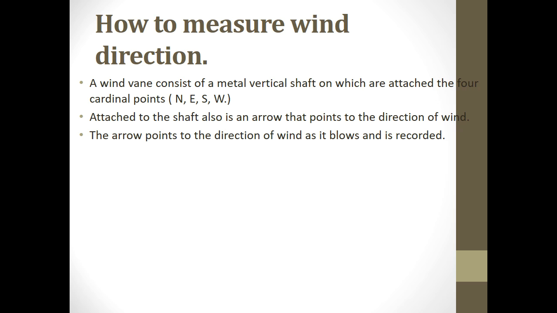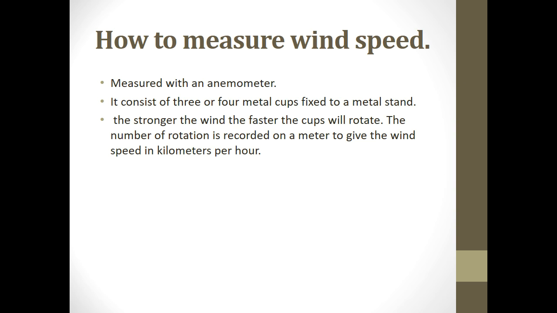The next one we shall consider is wind speed. Wind speed is measured with an instrument called an anemometer. An anemometer also consists of 3 or 4 metal cups fixed to a metal stand. The stronger the wind, the faster the cups will rotate, and the number of rotations is recorded on a meter to give the wind speed in kilometers per hour.